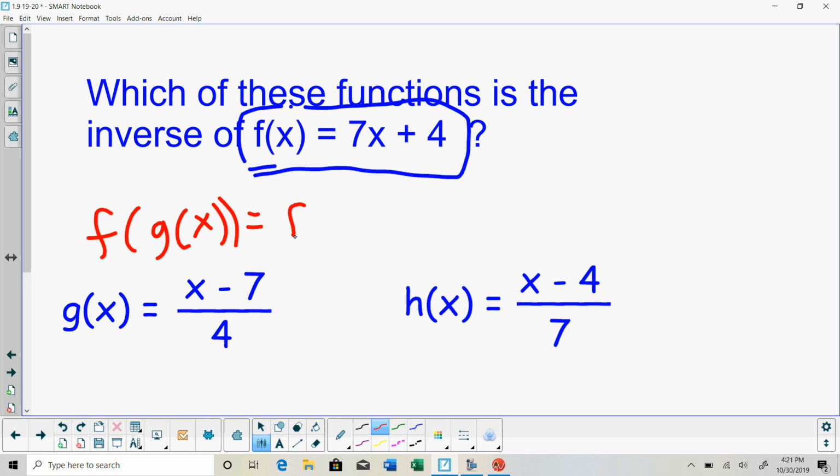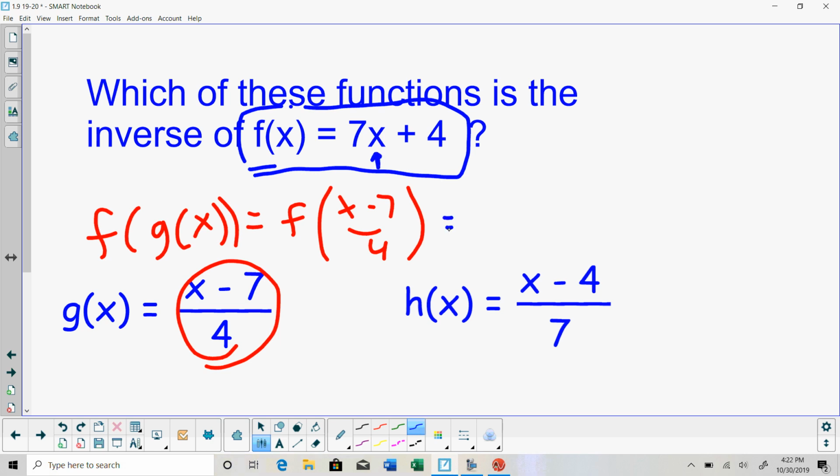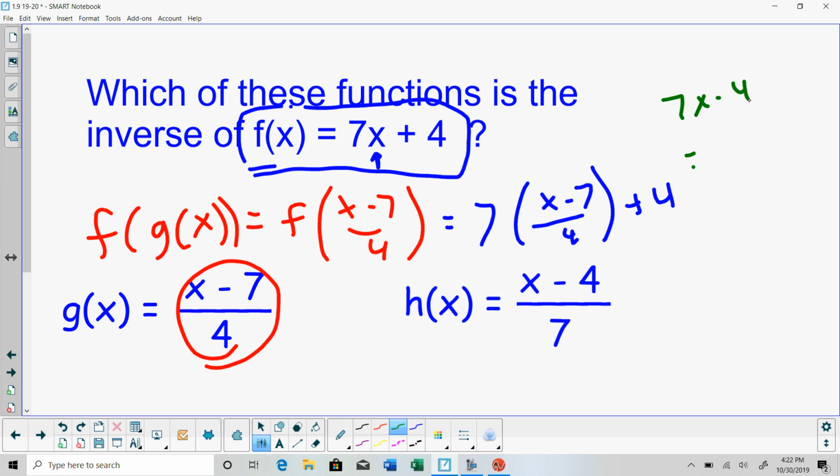So I want to find f of g of x, and my g of x function is x minus 7 over 4. Now I need to plug that function into the f function where I see an x. So I want 7 times x minus 7 over 4 plus 4. If I simplify this, the 7 and 4 don't divide out. I get 7x minus 49 over 4 plus 4. I don't think that's equal to x, so I don't think this is our inverse function.